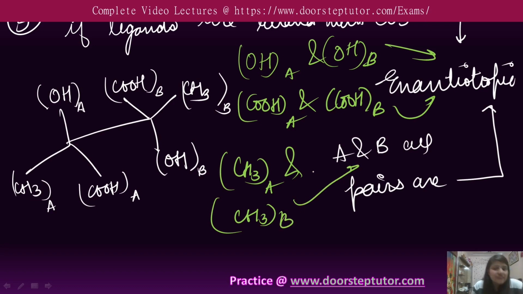If the ligands are related by the center of symmetry, then the relation between those ligands is enantiotopic. So here the inversion center I exists in the molecule, so OHA and OHB are enantiotopic, COHB and COHA are enantiotopic, CH3B and CH3A are enantiotopic. In such a way you can relate the ligands.